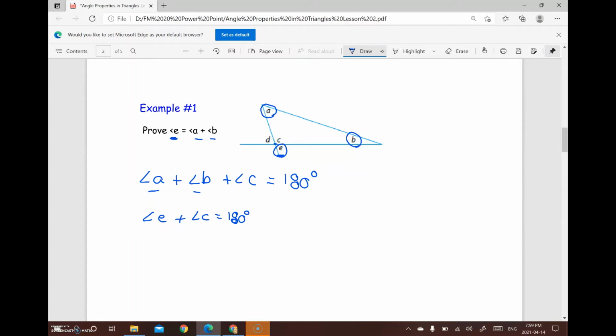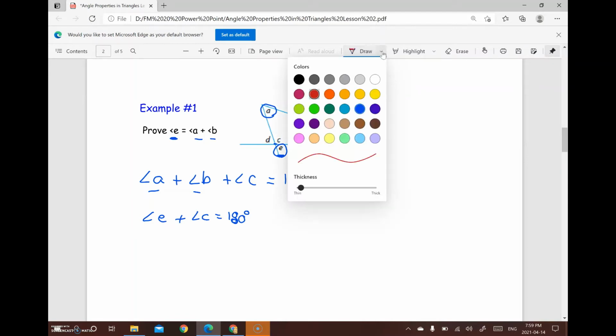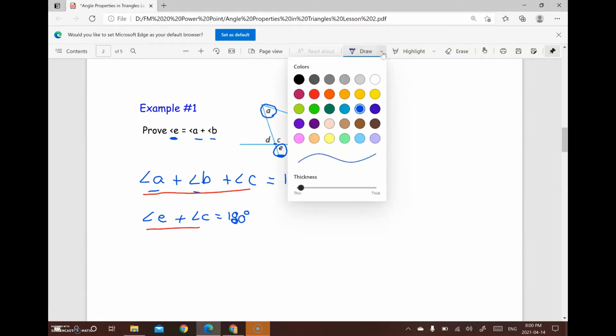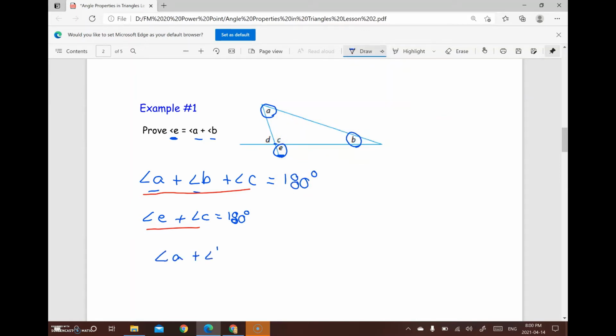Now, if angle A, B, and C equal 180 and angle E and C equal 180, these two statements will equal each other. So angle A plus angle B plus angle C will equal angle E plus angle C. Now this statement is starting to look like my end proof, but I have that C in the way. So how am I going to get rid of angle C? Well, I can subtract angle C.